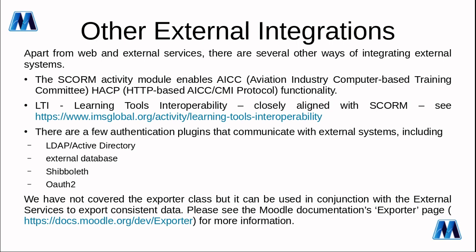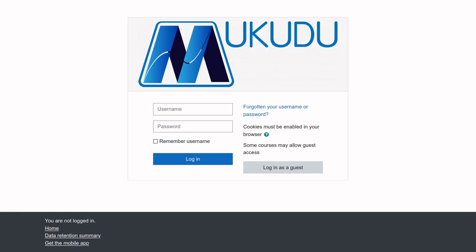So not really strictly connected to the exporter class, but there are ways in which you can download data from Moodle, which allows you to maybe integrate other systems or use data that's in Moodle to integrate into other systems. And since we have a bit of time in this lesson, let's go and develop a data format plugin. So what is a data format plugin?